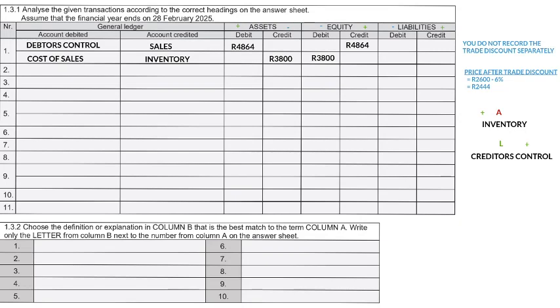Let's record this onto our answer sheet. The account to be debited was inventory. The account to be credited was creditors control. Assets will be debited with 2,444, and liabilities will be credited with 2,444.